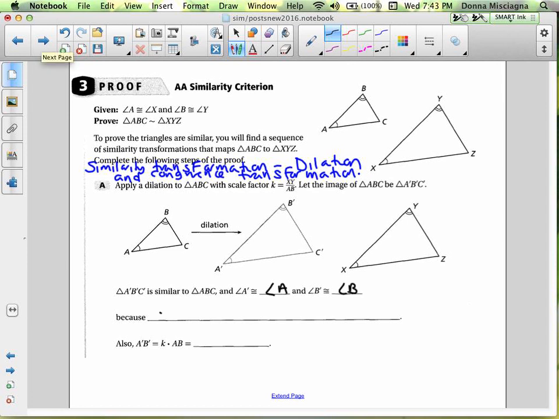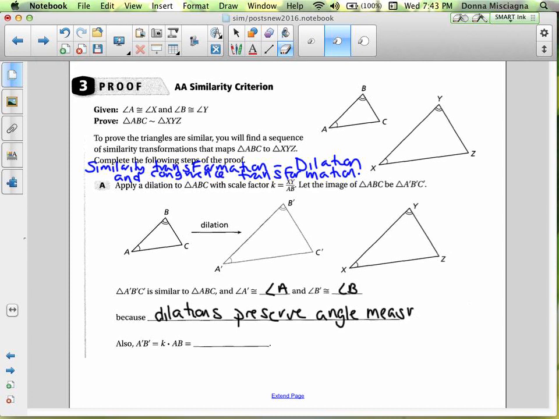because dilations preserve angle measures. Right? Our angle measures, that's one of the defining features. Oops, missing a U in there. One of the defining features of a dilation is that it preserves the angle measures. Also, A prime B prime is k times AB, which is equal to, all right?